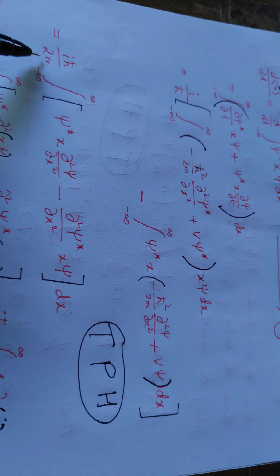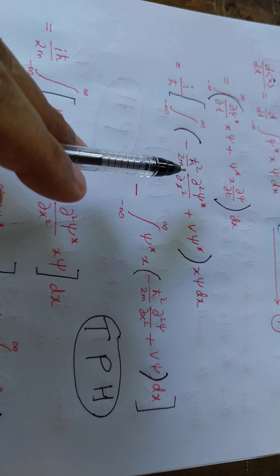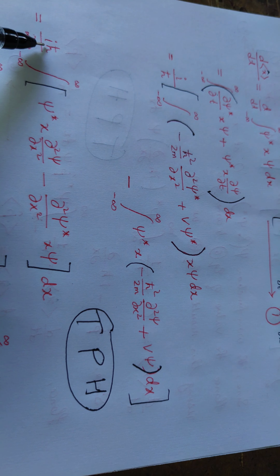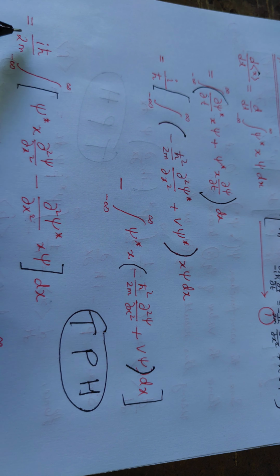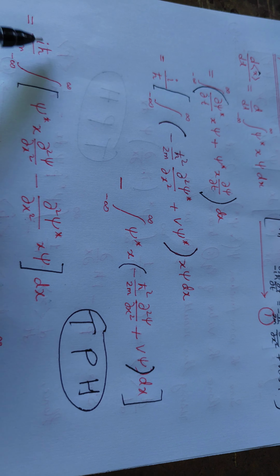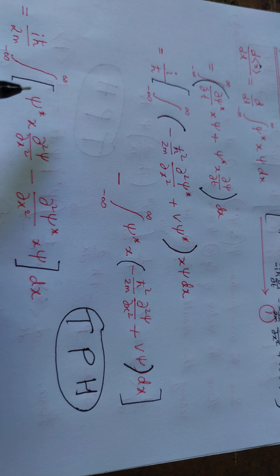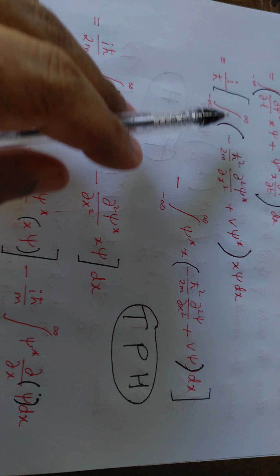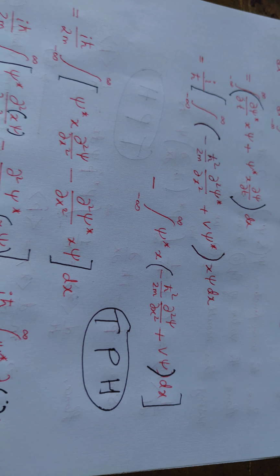i h cut and 2m. You need to do some kind of simplification. h cut square by h cut is h cut, and minus is plus. So I have first taken this term, i h cut by 2m, psi star x d square psi dx square minus d square psi star dx square x psi dx.